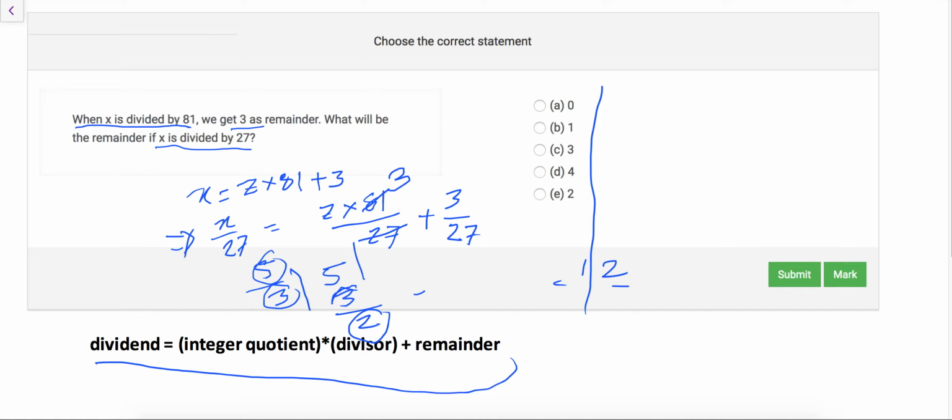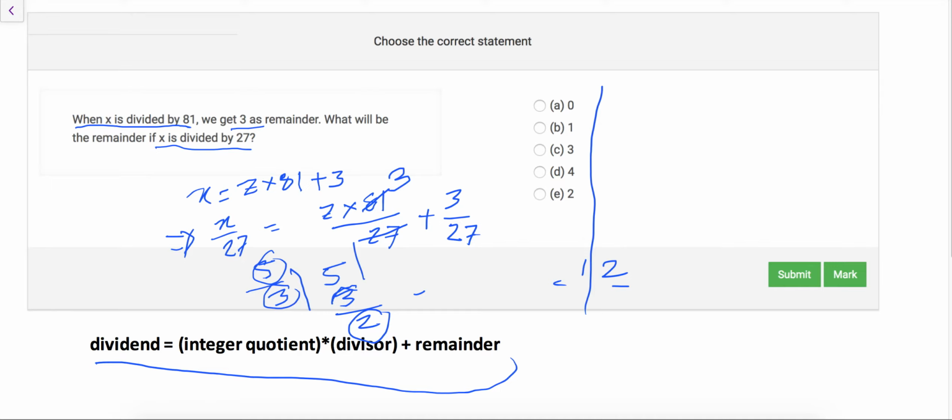So what we will get as a remainder if we divide x by 81, we'll get the same thing if we divide x by 27. This is a quick trick. If you can do the math in your head, then it will be excellent. You can save a lot of time. But if you cannot, don't worry. You can always do the math and find out the answer.